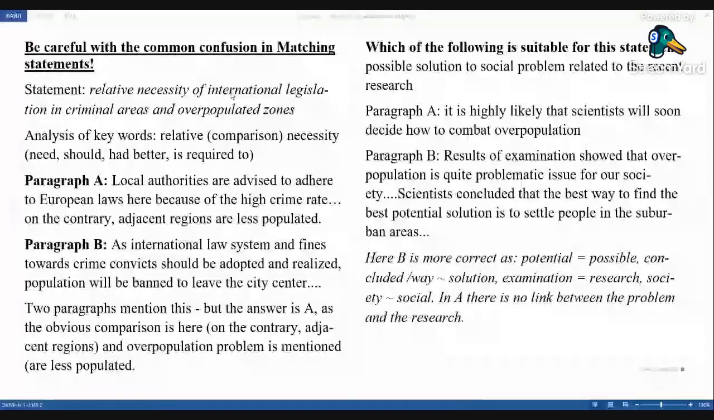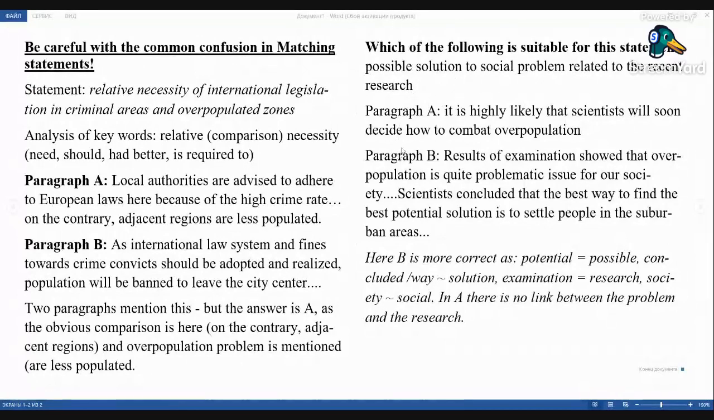Okay, let's consider the second case: possible solution to one social problem related to the recent research. So here, the type of information is solution. We need to find some social problem. It is the key point here. Type of information is solution. Key point is social problem. And we need to, let's say, find a subject which will refer to the recent research.